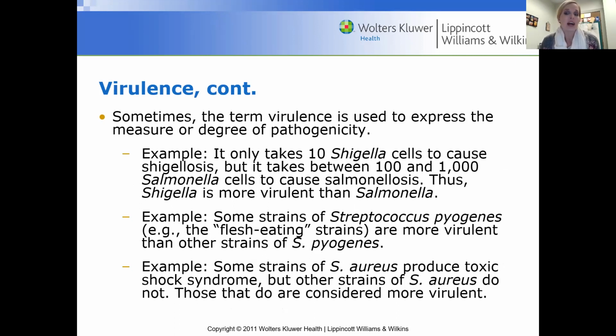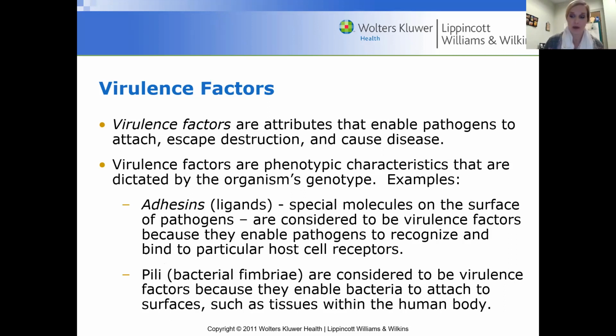Sometimes the term virulence is used to express the degree or measure of pathogenicity. For example, as it mentions here, it only takes 10 Shigella cells to cause shigellosis, but it takes between 100 and 1,000 Salmonella cells to cause salmonellosis. Therefore, Shigella is more virulent than Salmonella, because we need a lot more of the Salmonella pathogens in order to lead to that specific infection. So sometimes the term virulence is used to measure the degree of pathogenicity.